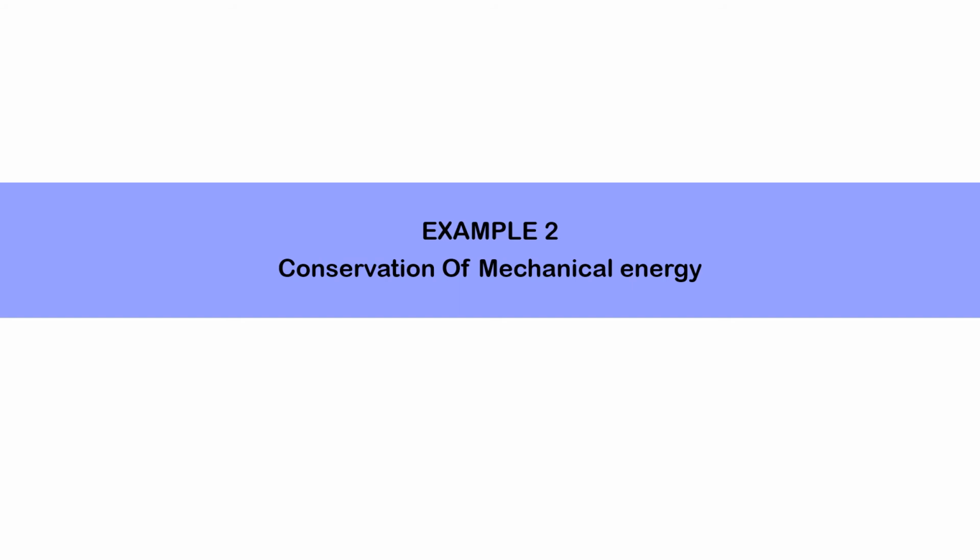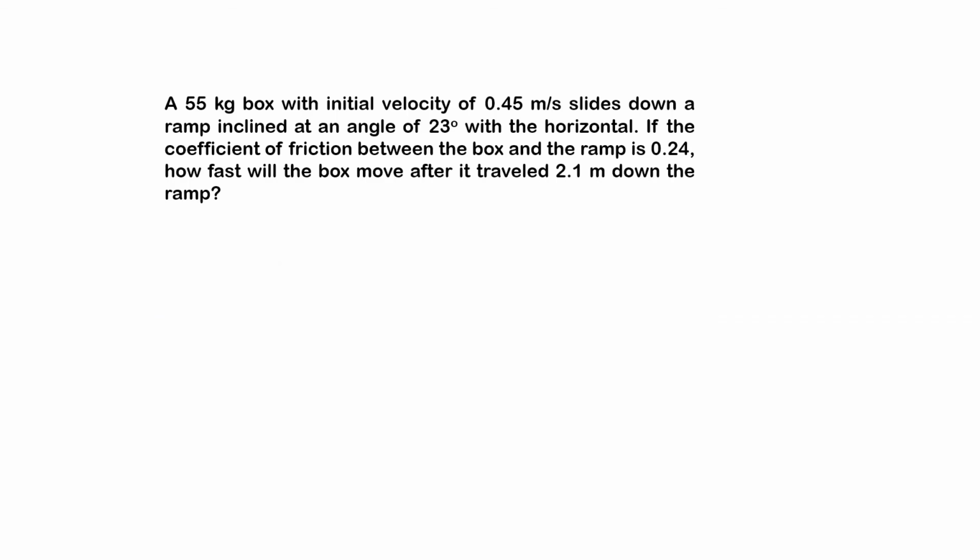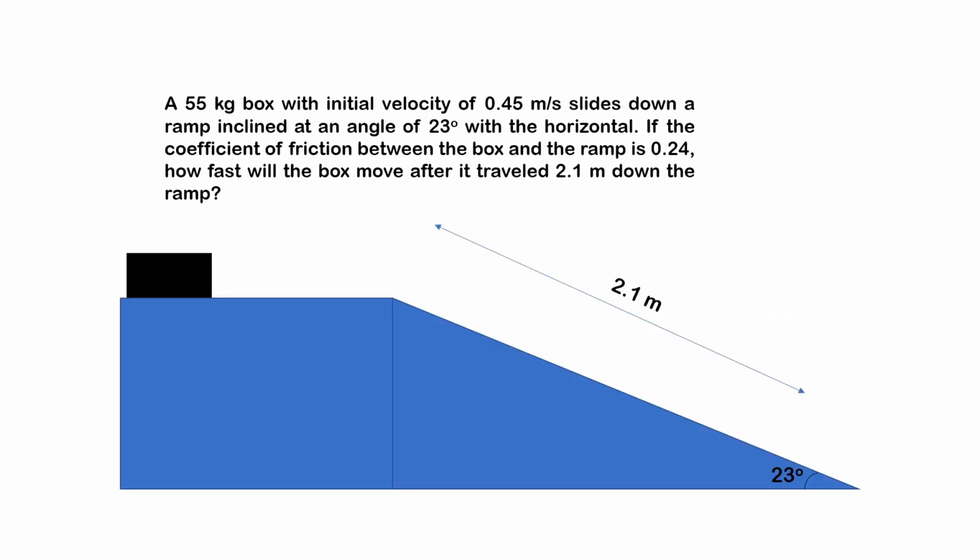Example 2. Work done by non-conservative force. A 55 kilogram box, with initial velocity of 0.45 meter per second, slides down a ramp, inclined at an angle of 23 degrees with the horizontal. If the coefficient of friction between the box and the ramp is 0.24, how fast will the box move after it traveled 2.1 meters down the ramp?